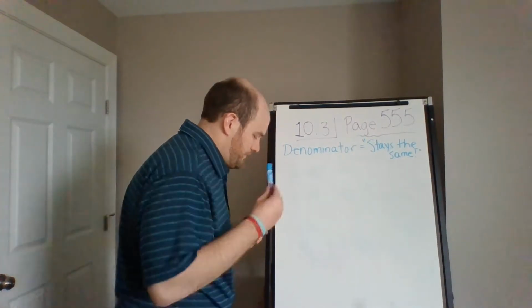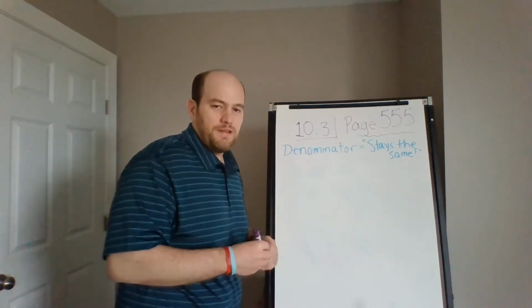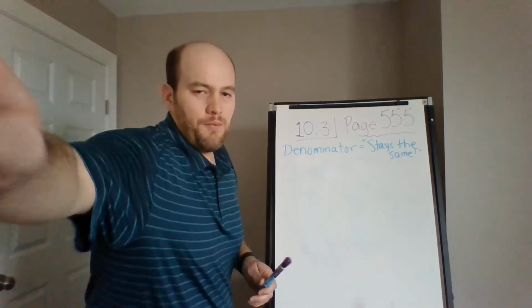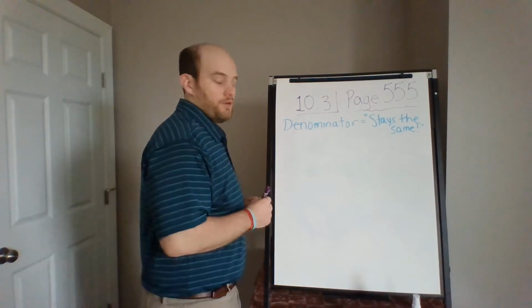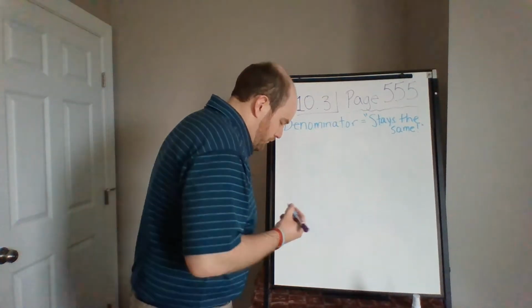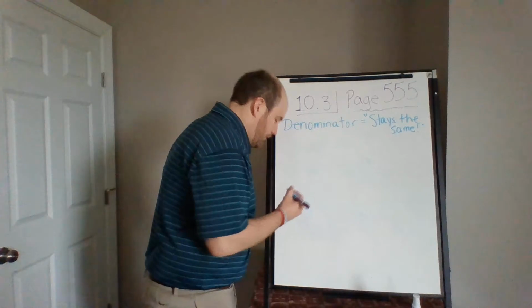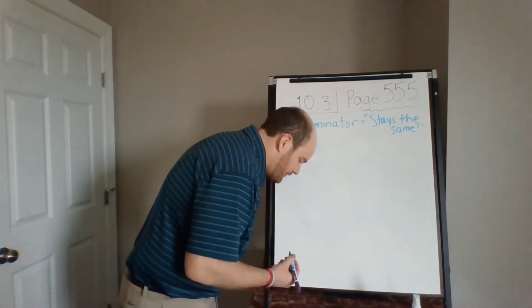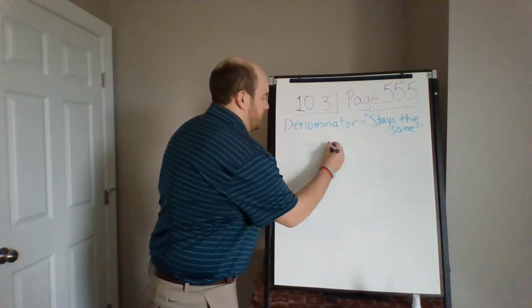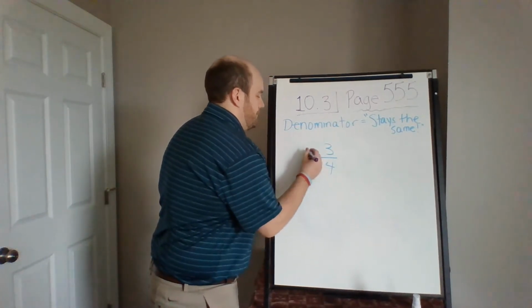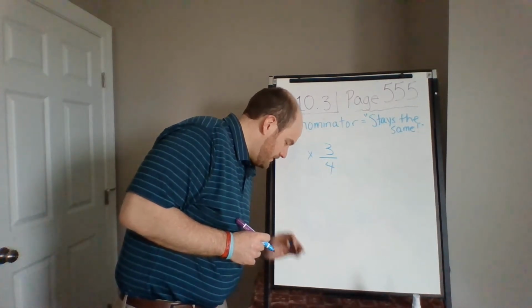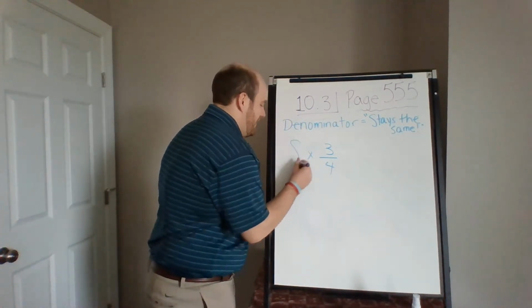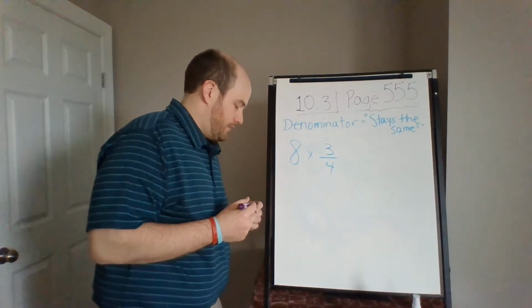Page 555. I'm going to start right up top. I'm going to read the question to you, and then we're going to solve it together. It should be very quick because it's mostly a repeat of what we learned already. A recipe for 1 gallon of fruit punch calls for 3/4 cup of orange juice. And we have to figure out what number we're multiplying it by. How many cups of orange juice are needed to make 8 gallons of fruit punch?